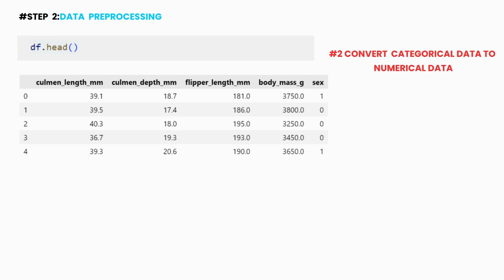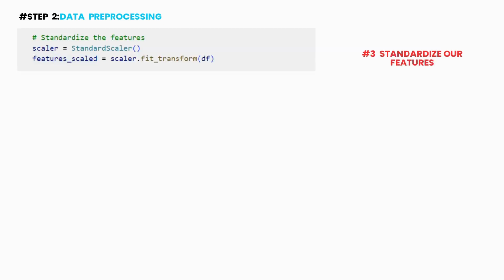Finally, we need to standardize our features. Standardization scales the data so that each feature has a mean of 0 and a standard deviation of 1. This is important because it ensures that all features contribute equally to the clustering process. We'll use the StandardScaler from Scikit-Learn to standardize our features. First, get a new instance from the StandardScaler class and name it scaler. Then, use the fit_transform method of the StandardScaler class to scale our data and put the result in features_scaled. After scaling, our features are now ready for clustering.